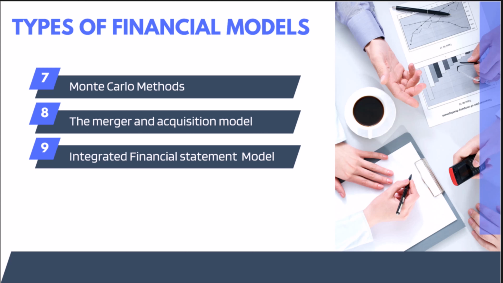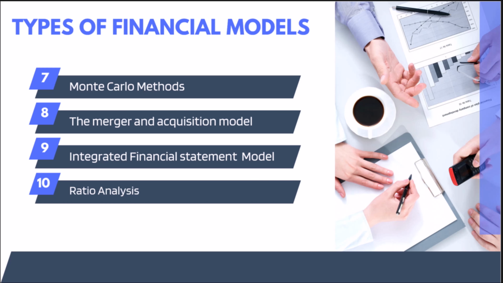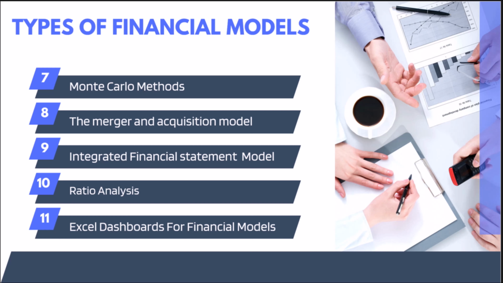In integrated financial statement model, we will create three financial statements: income statement, balance sheet, and cash flow statement, and prepare forecasted financial statements, build some assumptions, and select profit and loss account growth drivers, select balance sheet growth drivers, and forecast future financial statements by using these drivers. Then we will study about the ratio analysis, and we will evaluate a company by using its ratios. And in the last, we will talk about the Excel dashboard for the financial models.